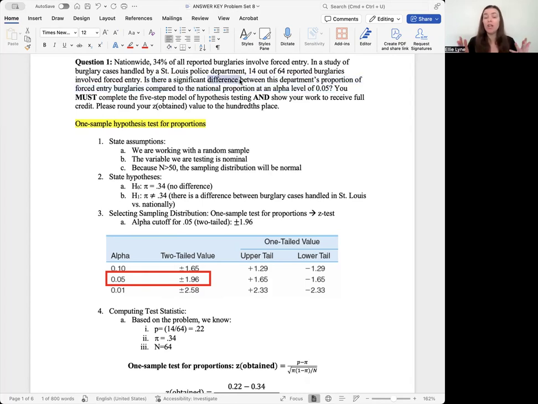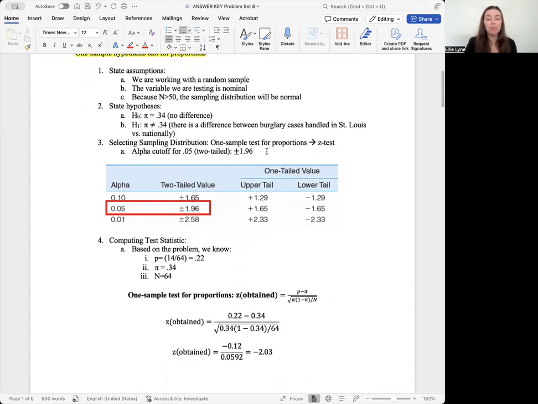Reason being is we are not specifying a direction that we are interested in for the purposes of our standard normal curve. It's not less than, it's not greater than, it's not increased or decreased. It's either direction. And because of that, we use the not equal to sign. So there is a difference between burglary cases handled in St. Louis versus nationally. So again, for step 2, all you have to write down is this statistical notation here. None of this text is necessary.